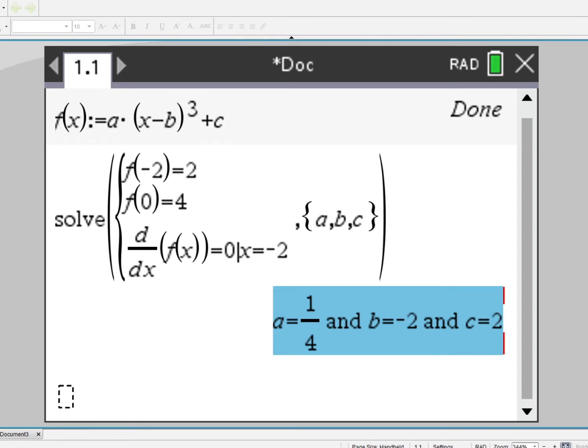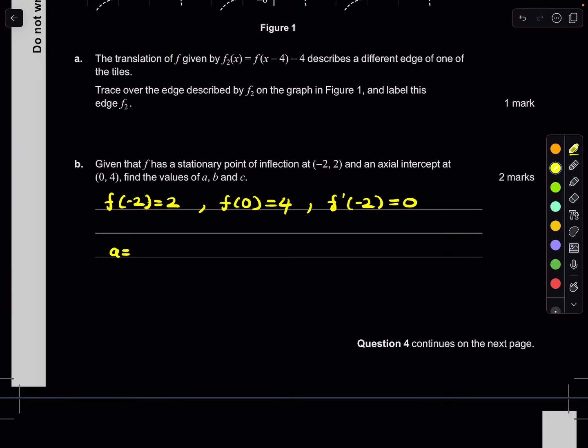A is 1 over 4, b equals negative 2, and c equals 2. Done. How easy. We already know b and c were correct. So let's write that down. Your a is going to be 1 over 4. Your b is going to be negative 2. And your c is going to be 2. Done. That should give you that mark.